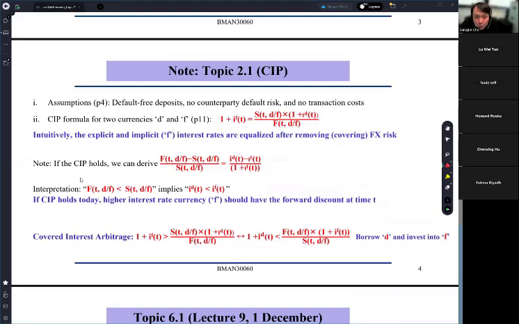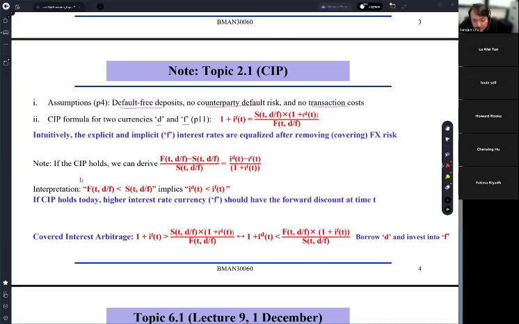In topic 2.1, we derived CIP first with these assumptions: default-free deposit, no counterparty default risk for the forward contract, and no transaction cost. Then we derive the CIP formula for any currency D and F.